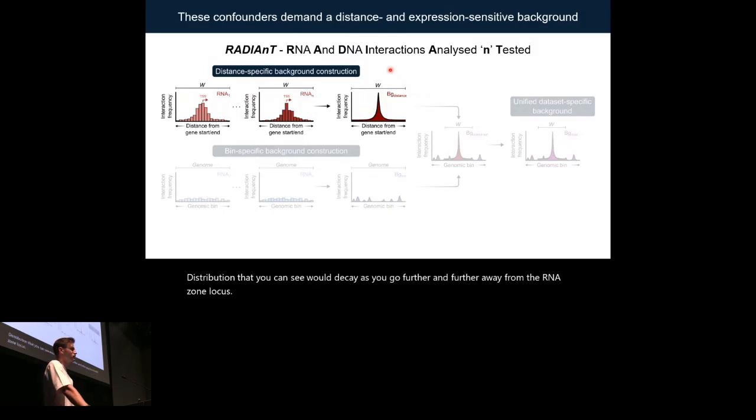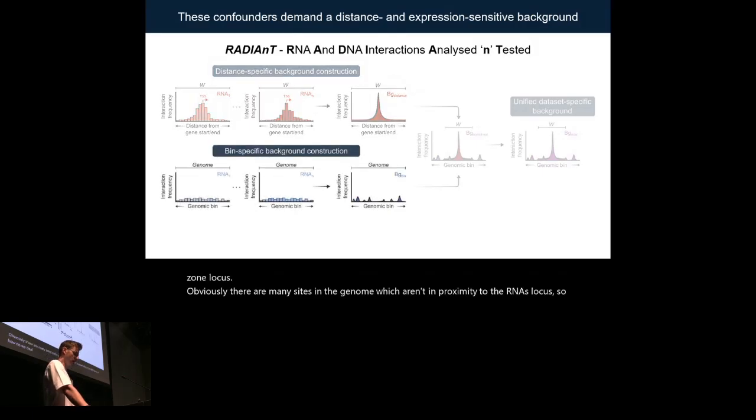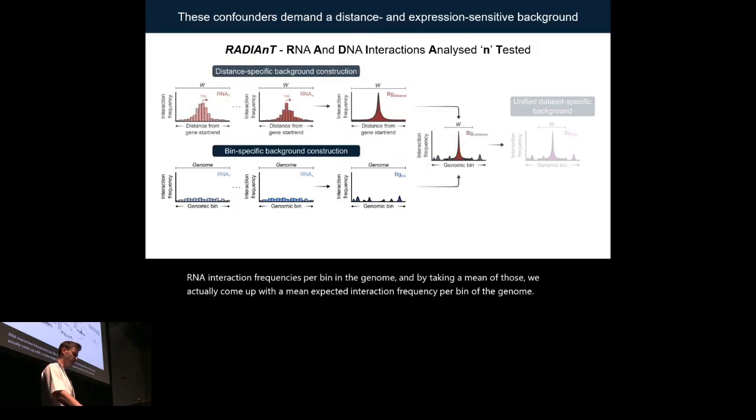Obviously, there are many sites in the genome which aren't in proximity to the RNA's locus, so how do we deal with those? We look genome-wide at the bins that we have, we look at RNA interaction frequencies per bin in the genome. And by taking a mean of those, we actually come up with a mean expected interaction frequency per bin of the genome. And so what we can do then is we can combine these two backgrounds.